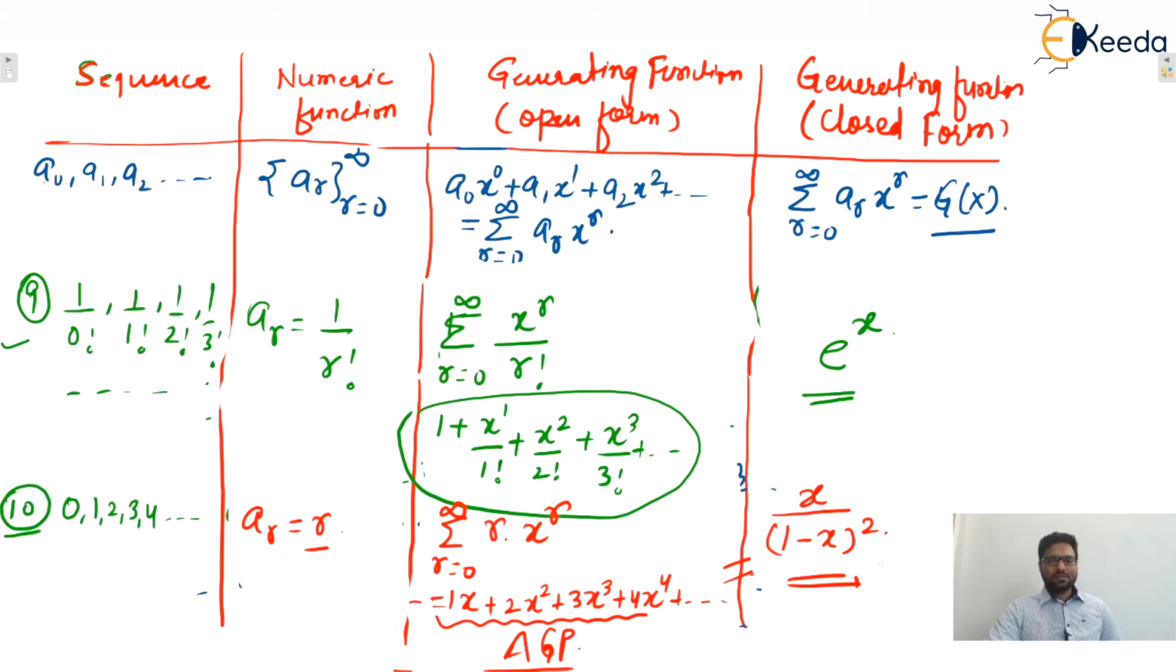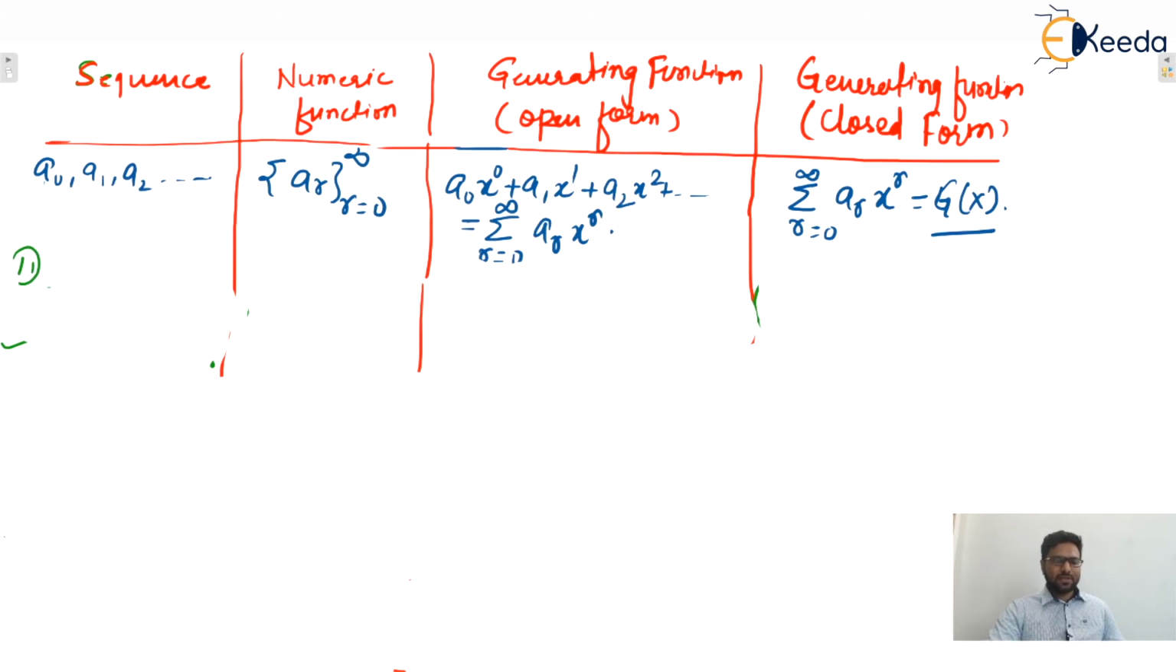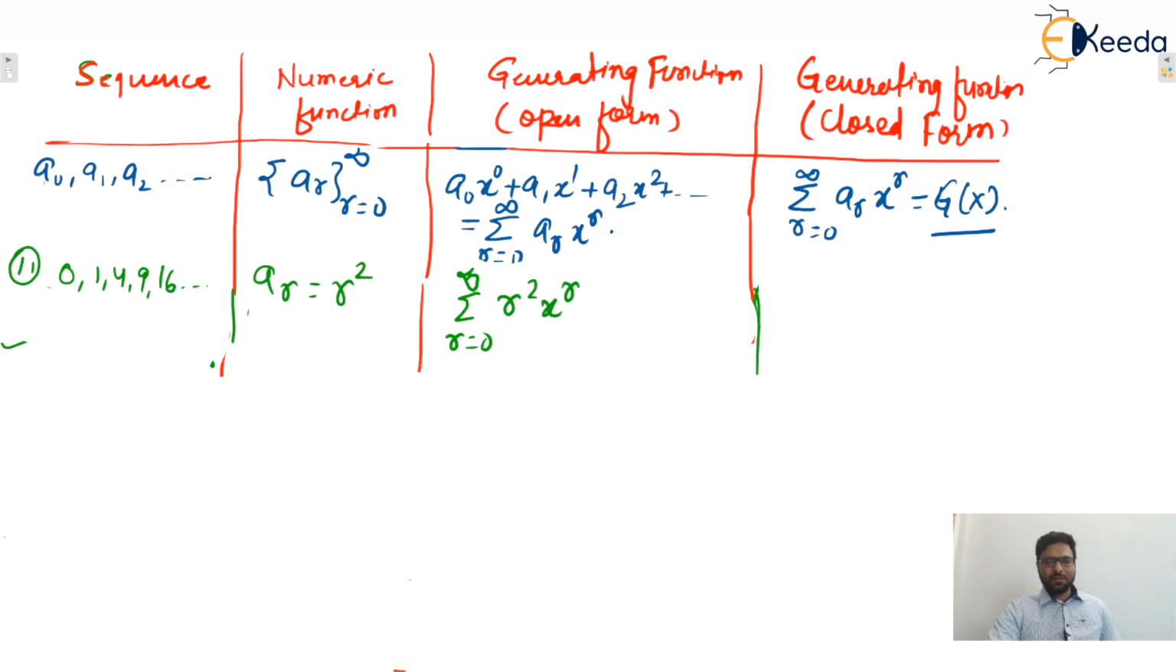So I'm going to proceed to the next one, that is the 11th one, that is also important. Yes, the last one, the 11th one. Let's say the sequence given to you is 0, 1, 4, 9, 16 and so on. Then AR is R square. So it becomes summation R from 0 to infinity, R square into x raised to power R. So what will be the series? 1 square x power 1, 2 square x square, then 3 square x cube and so on.